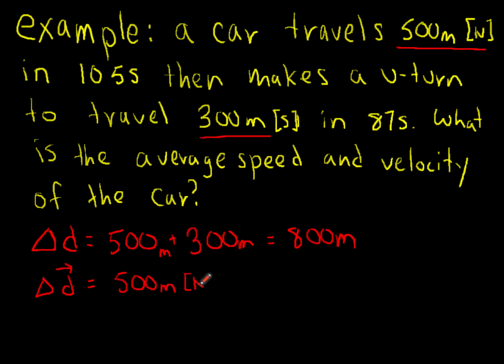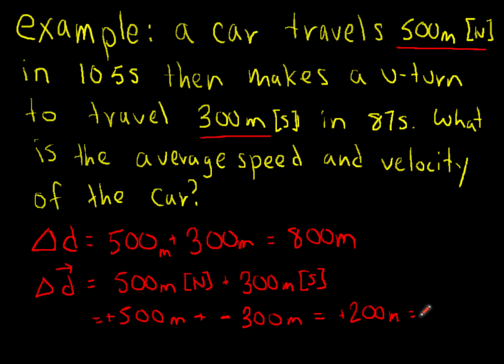The total change in displacement does have to take into account direction. This is 500 meters to the north plus 300 meters to the south. Changing the directions into signs, we get positive 500 meters plus negative 300 meters, negative because of the south. This equals positive 200 meters, or 200 meters to the north.